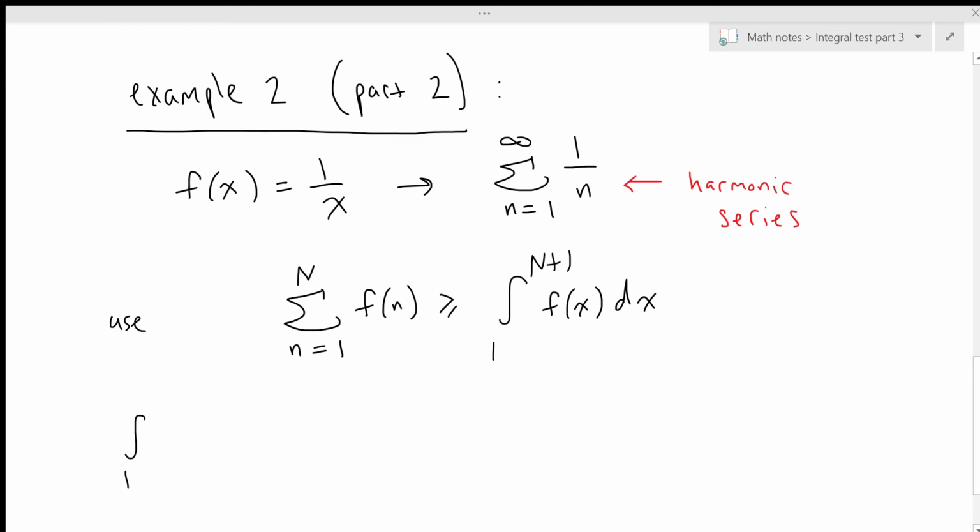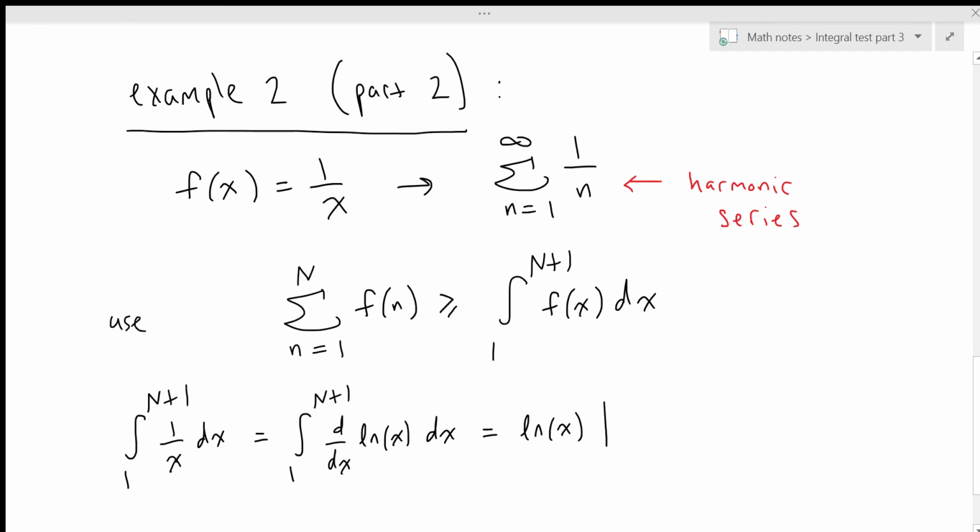And what is it? We have the integral of 1 over x from 1 to N plus 1. This is equal to the integral of the derivative of log of x. So we have log of x, and we have to take its value at N plus 1 and subtract the value at 1, and it just gives us log of capital N plus 1.